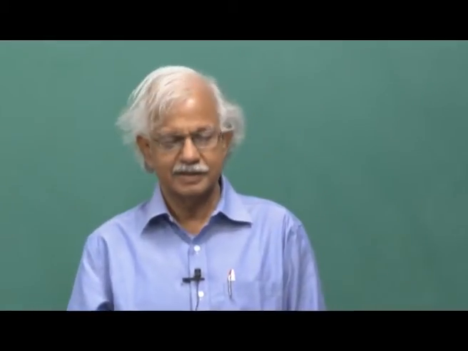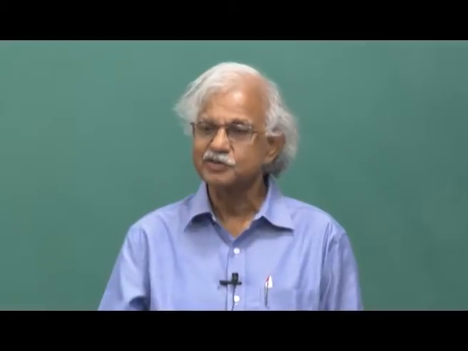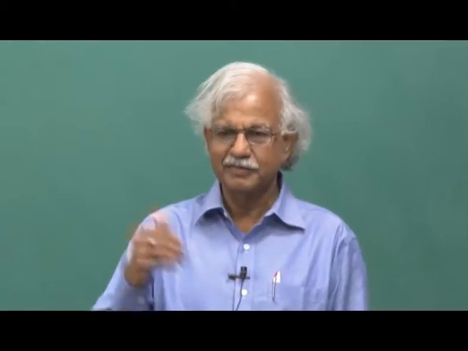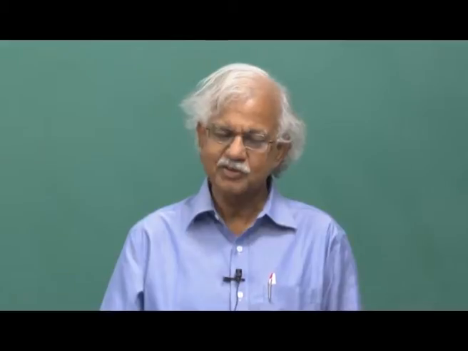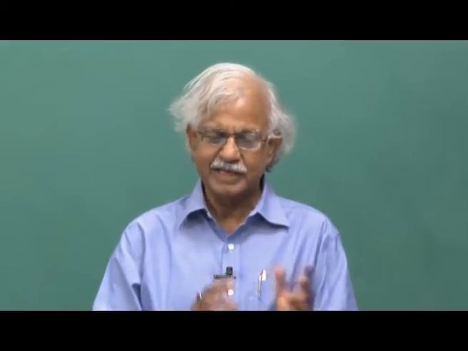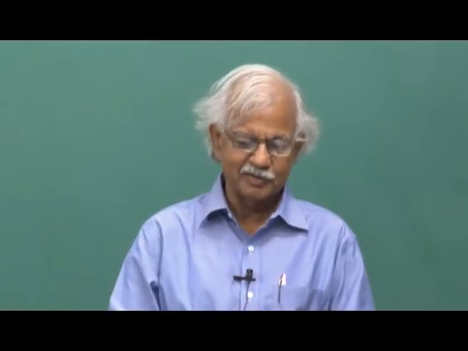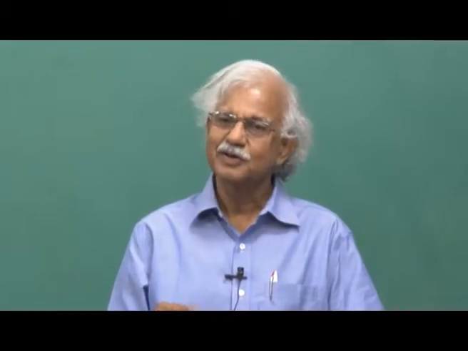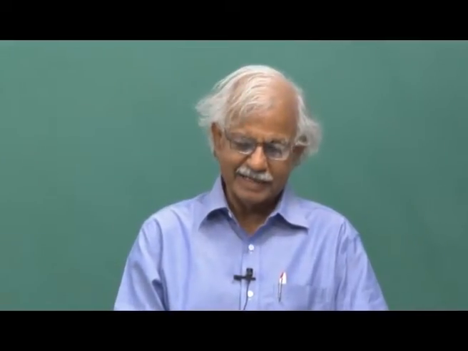So, chi-square is used for measuring strength of association between two attributes, say A and B. Just now I said that there are categories of A and categories of B, A1, A2, A3 in rows and B1, B2, B3 in columns. Chi-square is used for measuring strength, to what extent categories of A affect categories of B. Chi-square is also used for testing hypotheses regarding independence of two attributes, which means whether belongingness to any category of B, B1, B2, B3 depends on belongingness to categories of A, A1, A2, A3.